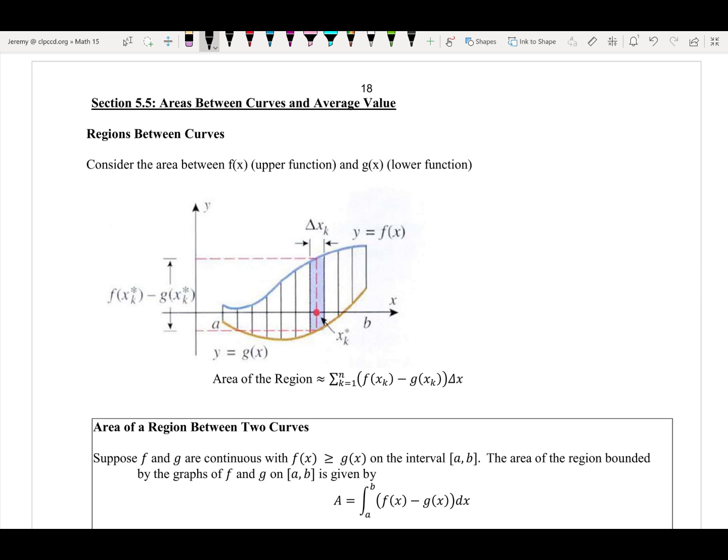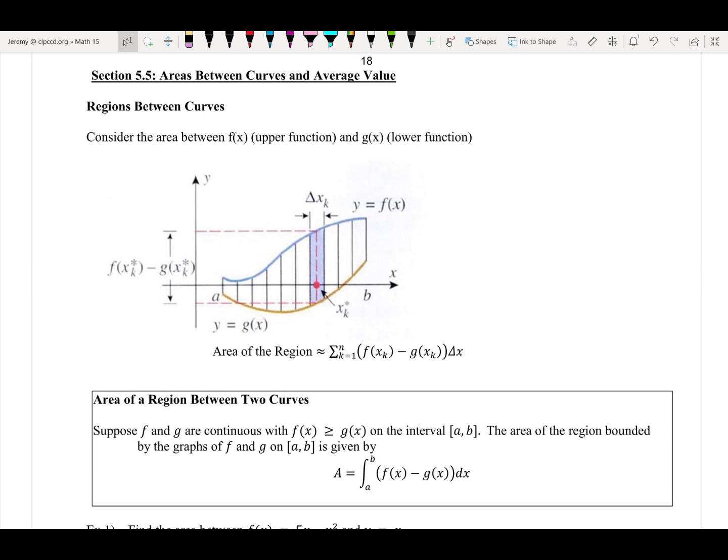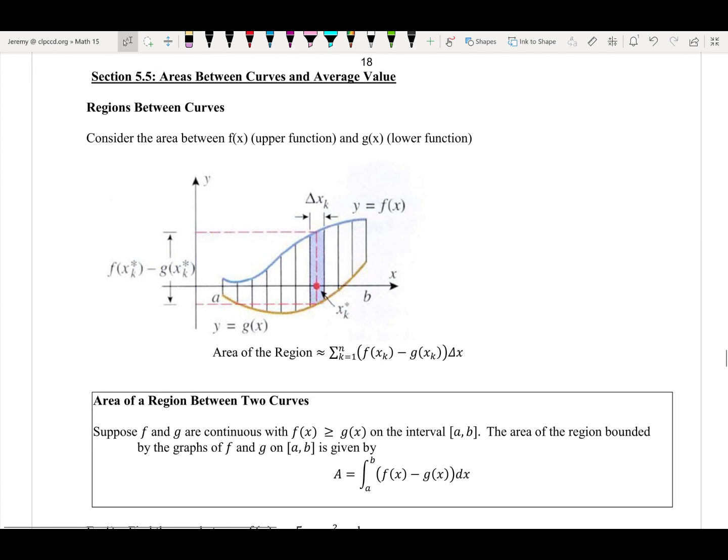Section 5.5, areas between curves and average value. So this is an application section, some of the things we can do with integrals. We'll see some applications in business and some cool geometric problems. So let's jump into regions between curves.